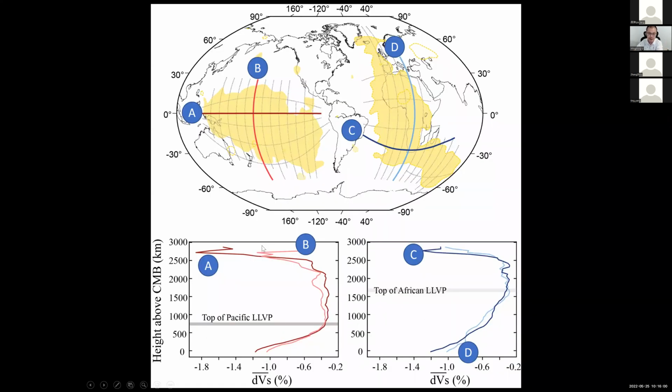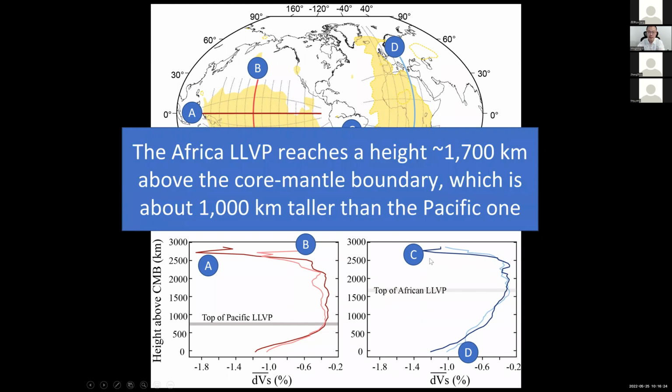The result is shown here: cross section A and cross section B are for the Pacific one, and you can see the top of the LLVP is about 700 kilometers above the CMB. And for the African one, the maximum height is about here. The turning point is really clear, about 1,700 to 1,800 kilometers. So the African LLVP reaches a height of 1,700 kilometers above the CMB, which is about 1,000 kilometers taller than the Pacific one.